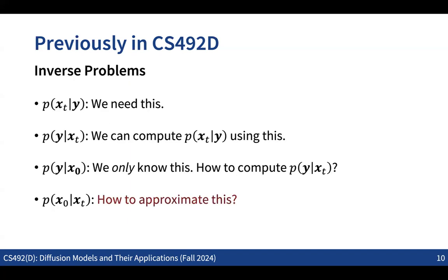So what we want to get is this: y conditioned on xt. This can be computed when we know this for xt, right? We want this, but we don't know it exactly. The only information that we know is y conditioned on x0. So we want to get this from the given information using a bridge, which is x0 conditioned on xt. But the thing is that we also don't know this. So it's a matter of how we approximate this information. Okay?